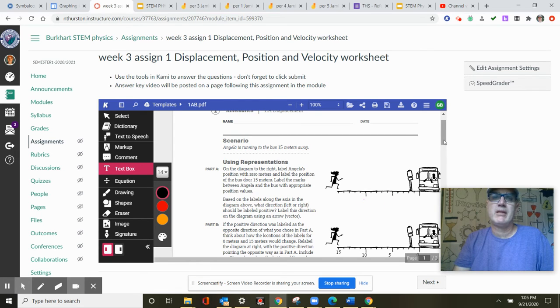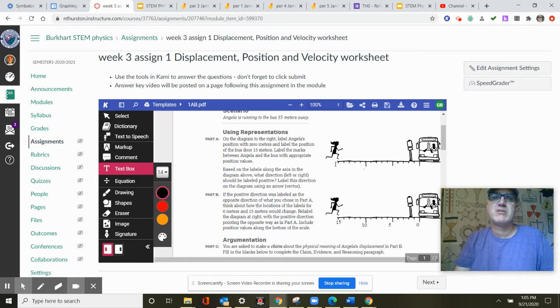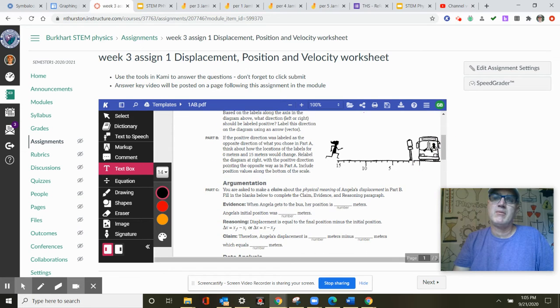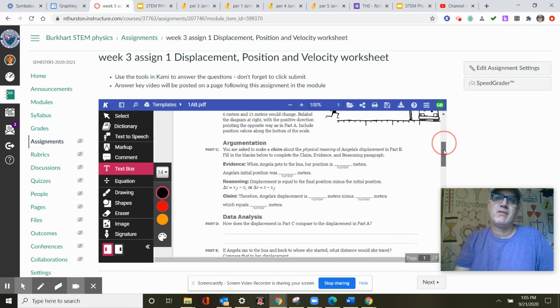But basically, we're looking at Angela, and she's running to the bus. So they want you to put 0 where Angela is and a 15 where the bus is. And maybe this would be 0, 5, 10, right? And if she ran to the bus, she would go 15. And then they want to say, well, what if the positive direction was the other way? Instead of toward the bus, what if positive was away from the bus? So then we're going to put the 0 here, put the 15 here, and then this would be 5, and this would be 10. And we're going to take a look at how that's different.